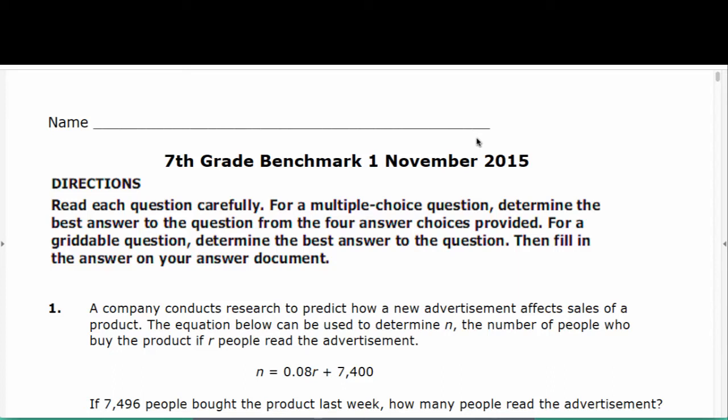This is the 7th grade benchmark. Please put your name on your test. Directions. Read each question carefully. For a multiple choice question, determine the best answer to the question from the 4 answer choices provided. For a griddable question, determine the best answer to the question, then fill in the answer on your answer document.